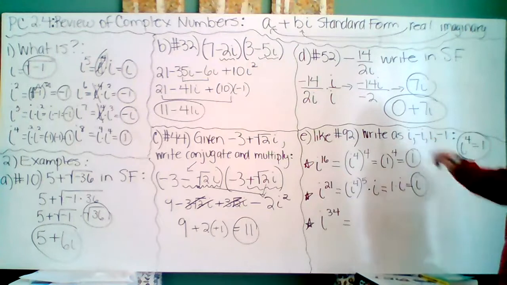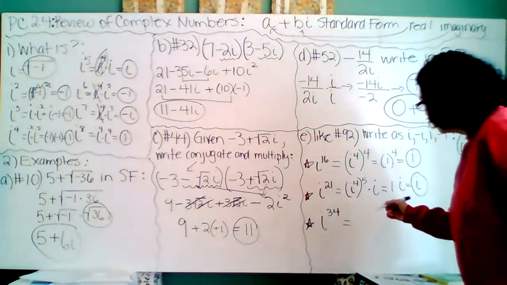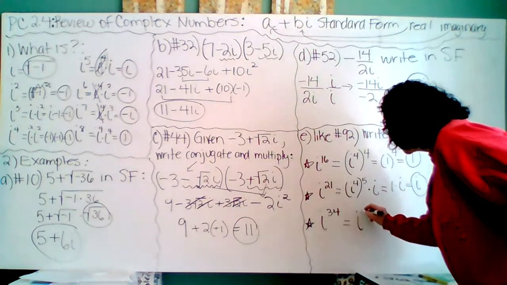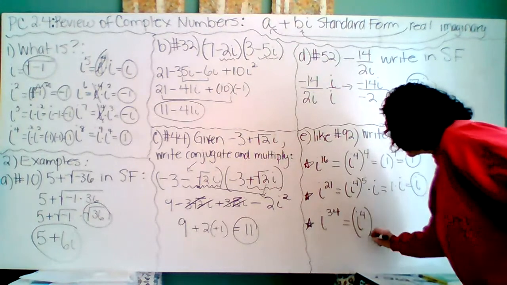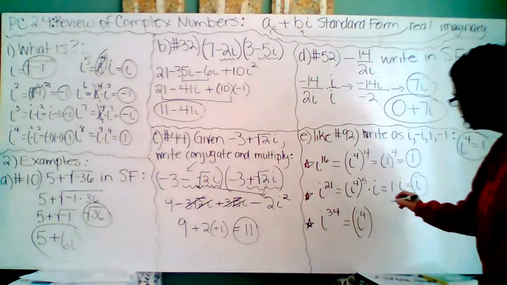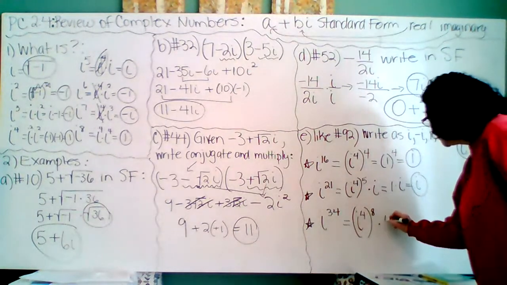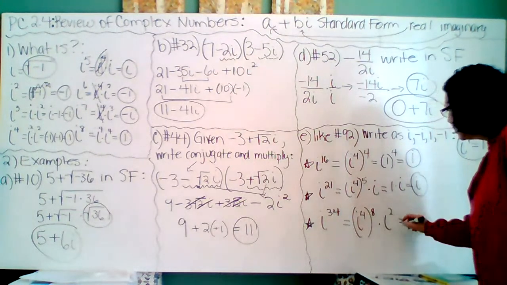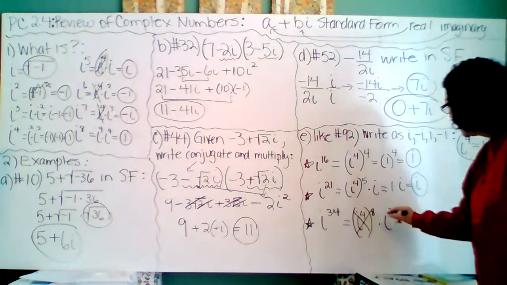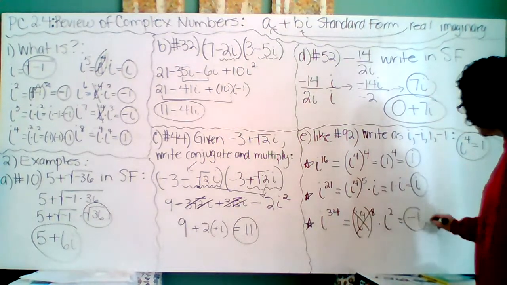i to the 34th. How many times is i to the 4th in i to the 34th? That would be 8. That's i to the 32nd. I'm missing 2. This is 1, and i squared is a negative 1.